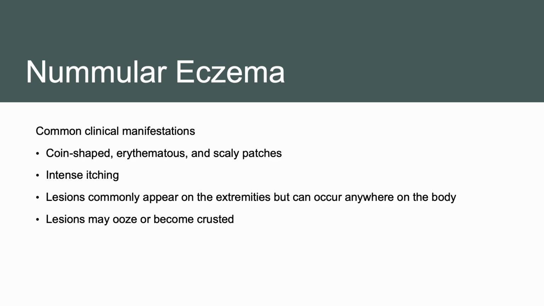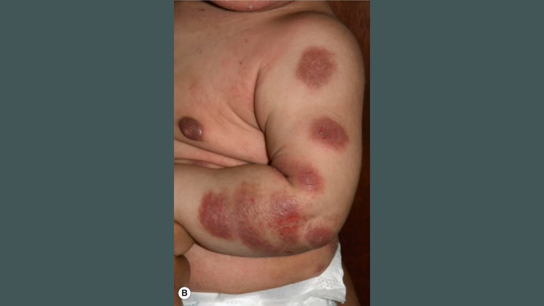Other risk factors: a history of atopic dermatitis or other eczematous conditions, cold weather, low humidity, and skin trauma or irritation. The word nummular means coin-shaped, and it's, of course, erythematous and scaly patches or plaques, intense itching, commonly occurs on the extremities, but can really occur anywhere. And lesions may ooze or become crusted, particularly if they get infected. Here's an example of an infant with nummular dermatitis.